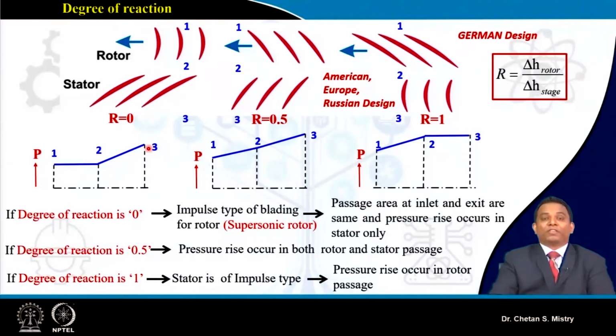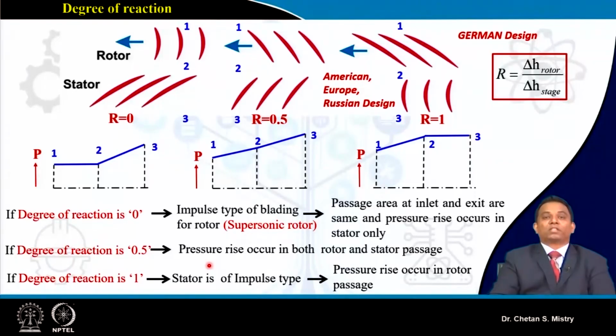For 100% reaction, we have seen that the whole diffusion happens only in the rotor.